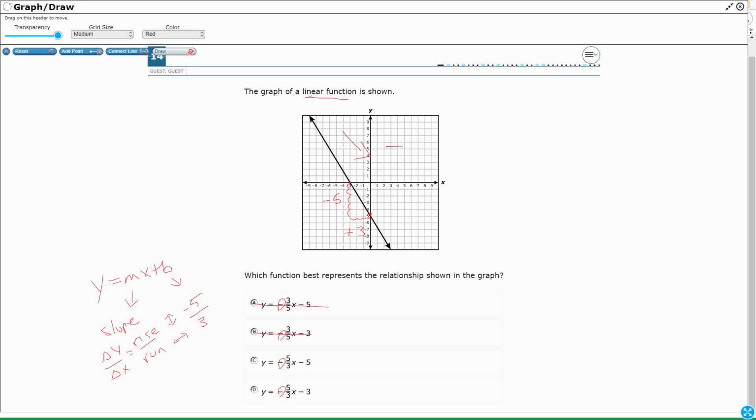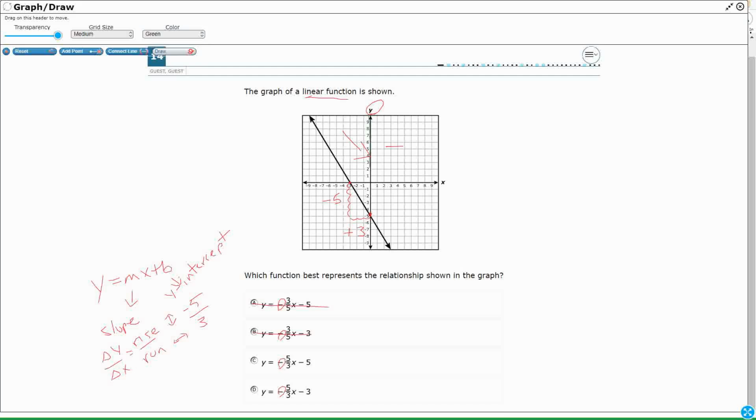But now we need this b. This b is the intercept. Remember the slope-intercept form? If the m is the slope, then the b is going to be that intercept. Now, which intercept? It's the y-intercept. It's where this linear function crosses the y-axis. Here's my y-axis.